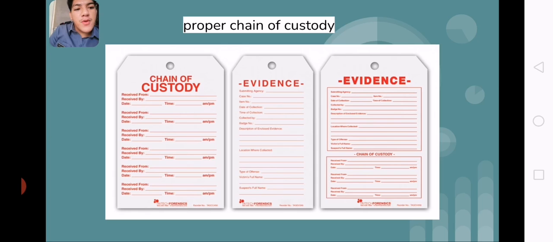How to do a proper chain of custody. What does the chain of custody establish? First is who had contact with the evidence. Second, the date and time the evidence was handled. Third is the circumstances for the evidence being handled. And fourth, what changes, if any, were made to the evidence.